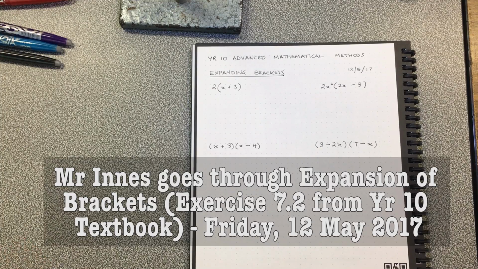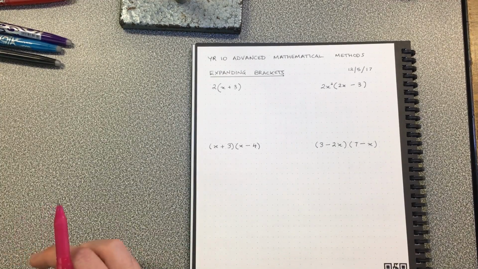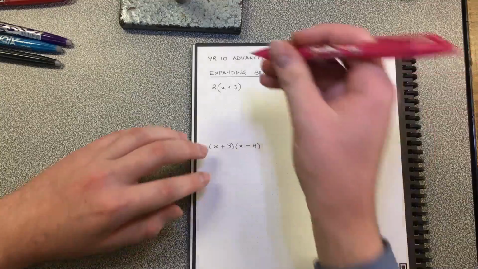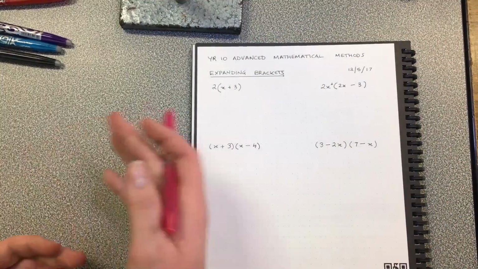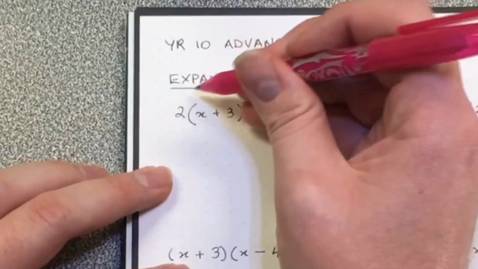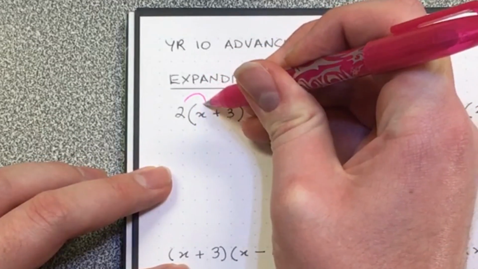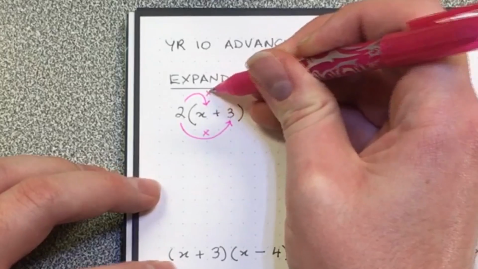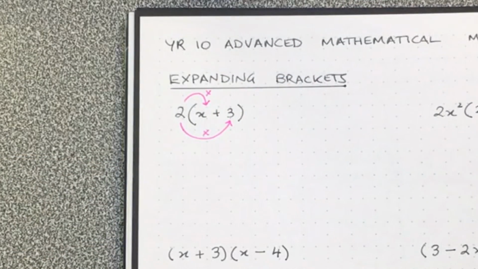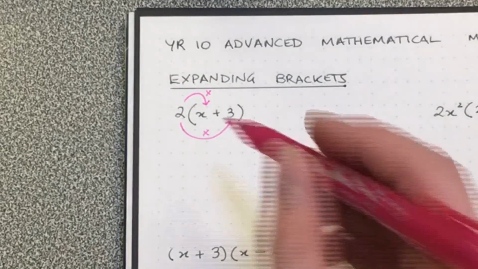So this is for expanding brackets, what we're about to do here, and this is part of chapter 7.2. When you're expanding brackets, whatever's at the front of the bracket you want to multiply in. I like to use a little arrow like these. And of course, if you already know how to work these out, then my explanation will not be as necessary. But here we go.